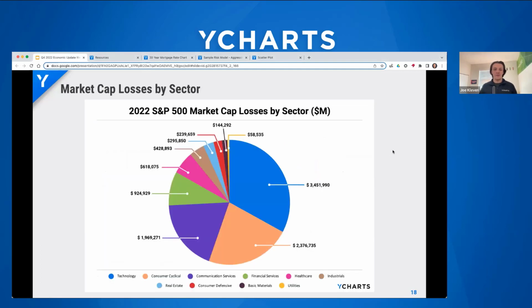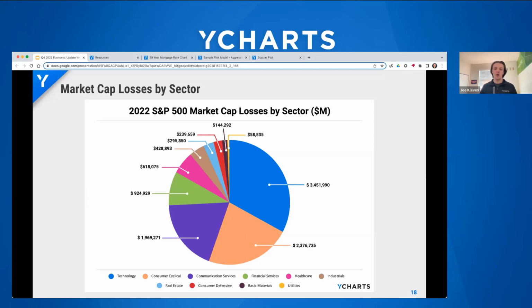And then next up, we have this chart that was taken all from YCharts data, and it displays the amount of market cap lost by those losing companies in each sector for 2022. Interesting fact here is 73% of the S&P 500 ended the year in the red for 2022, but it was technology that took the particularly largest hit, almost $3.5 trillion in market cap wiped out in 2022. Consumer cyclical was next behind at around $2.4 trillion.